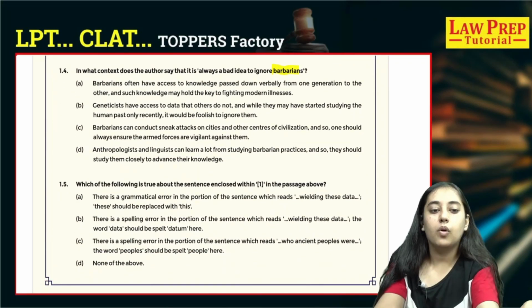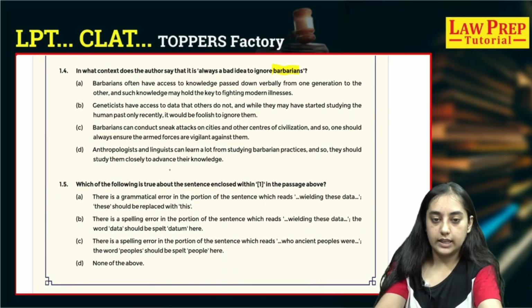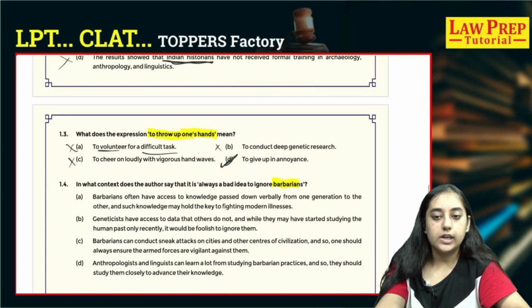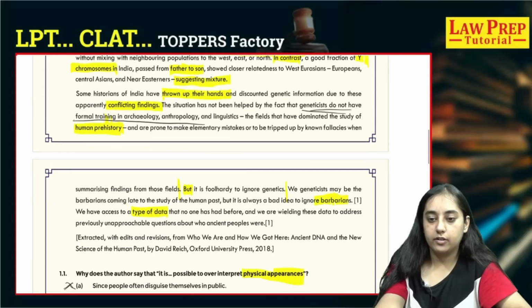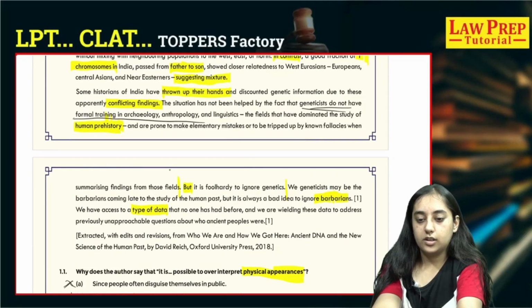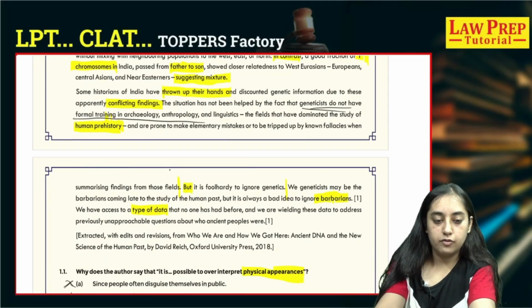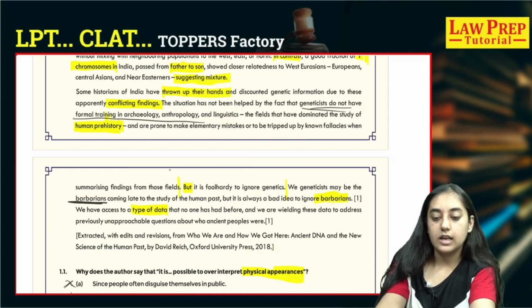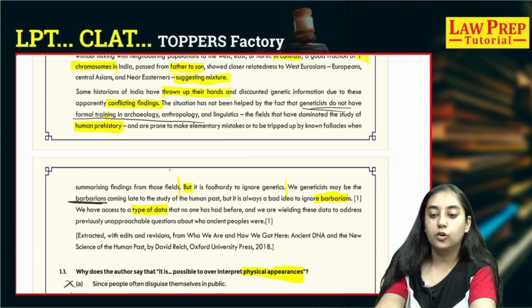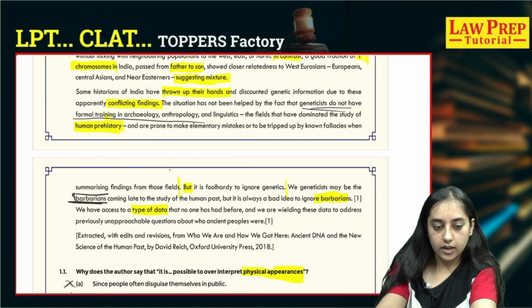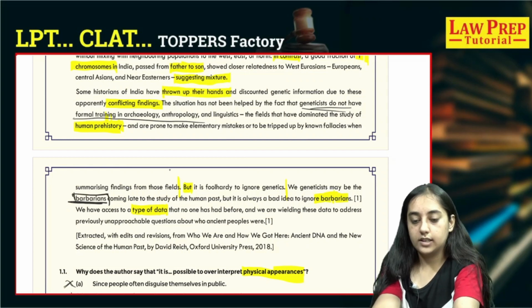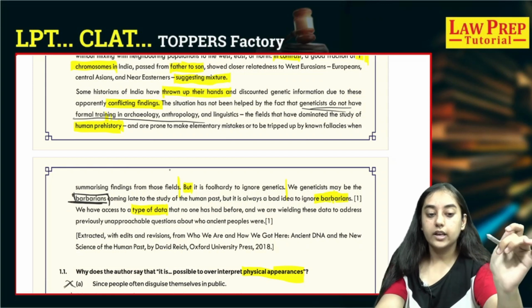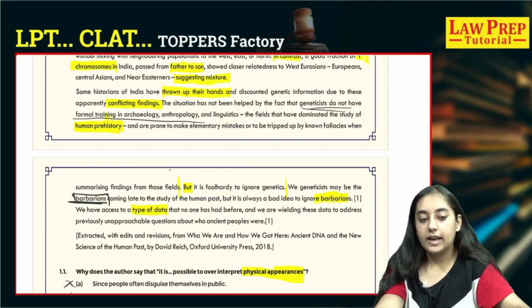Question 4, in what context does the author say that it is always a bad idea to ignore barbarians? So I'll take you to the line where there was a mention of barbarians, we geneticists. Like I've already informed you, the word barbarians is used metaphorically and not literally for the geneticists. The word barbarians here is referring to the geneticists, right? And that too metaphorically. And why is it used?